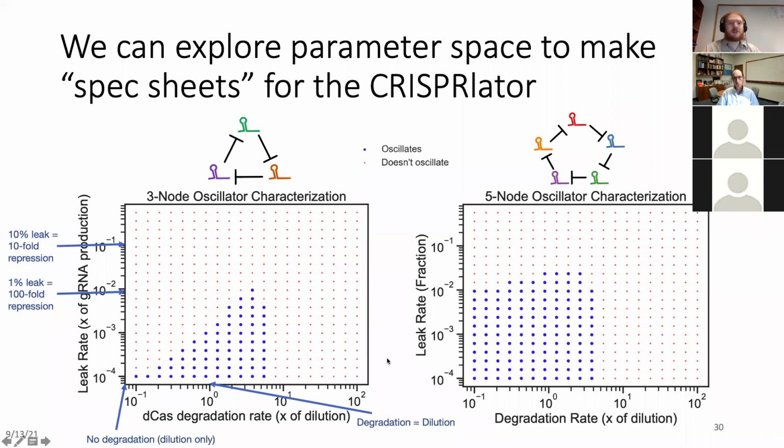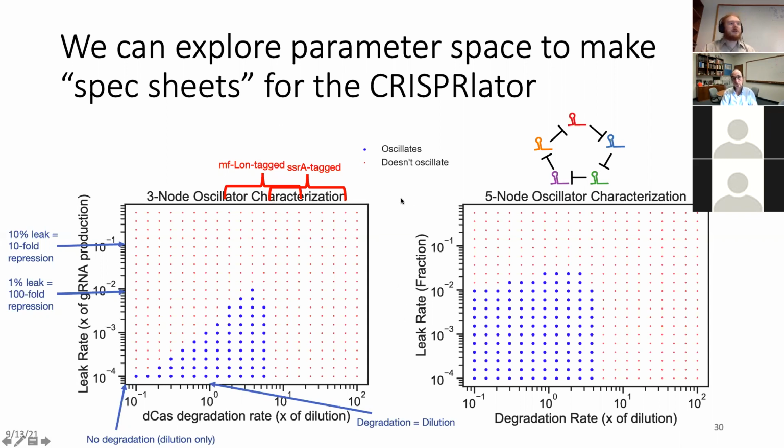And we can see a couple of things from these spec sheets. One is that the 5-node oscillator does seem to be more robust than the 3-node oscillator. It operates in a greater range of parameters. We also see that adding degradation does seem to compensate for leak up until some point where, when you add too much degradation, you fall off a cliff and oscillations stop working at all. This is important if you were going to try actually adding degradation, because it turns out depending on what degradation system you're using, you might or might not fall off that cliff.